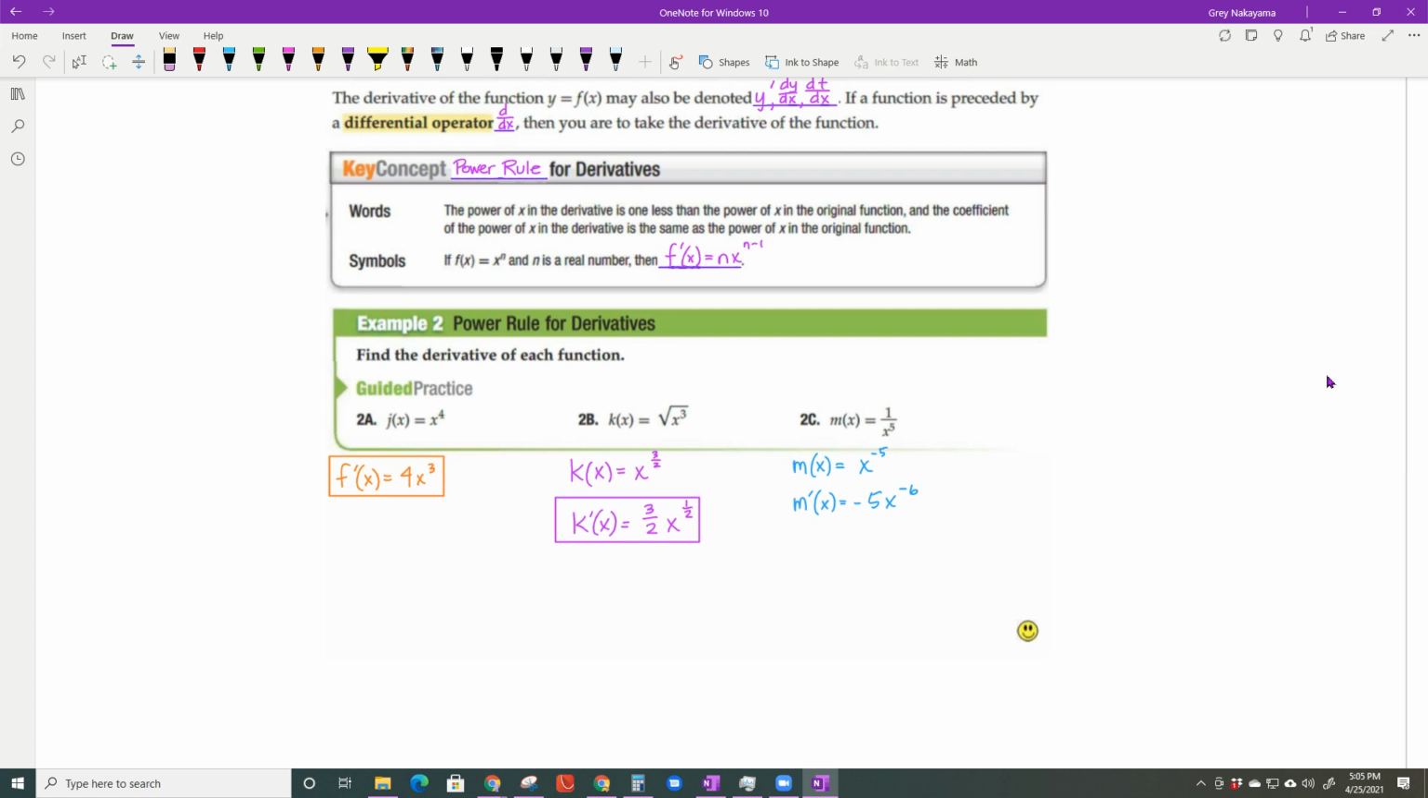And Delta Math might let you leave it like that. If not, then you would have to simplify it and put that exponent back down to the bottom to make it positive. So we would have negative 5 over x to the 6th. So just be aware of that and figure out which one it needs. Okay, so that's my power rule.